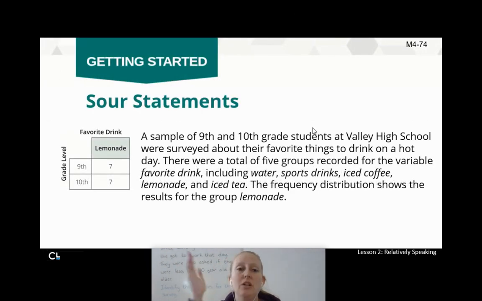So to get things started, we're on page 74. A sample of 9th and 10th grade students at Valley High School were surveyed about their favorite things to drink on a hot day. There were a total of 5 groups recorded for the variable favorite drink, including water, sports drinks, iced coffee, lemonade, and iced tea. The frequency distribution shows the results for the group lemonade. So here's my lemonade group. I don't have the whole table. I just got my lemonade group.